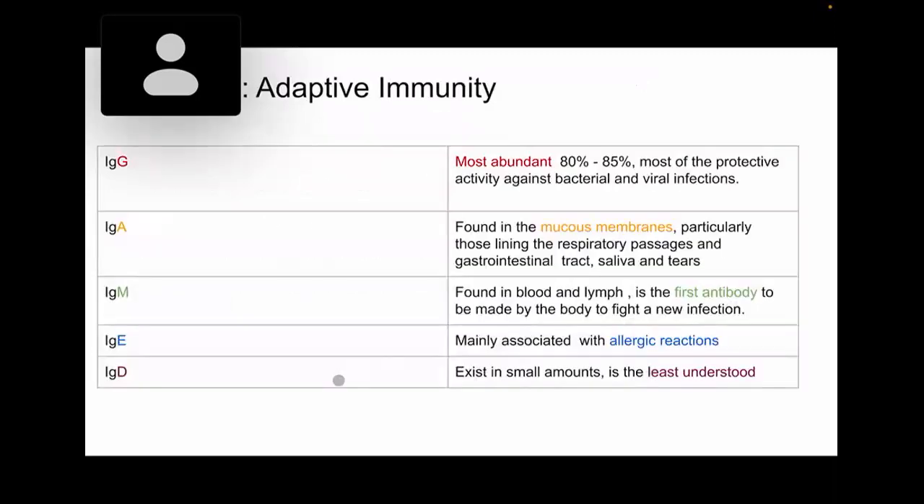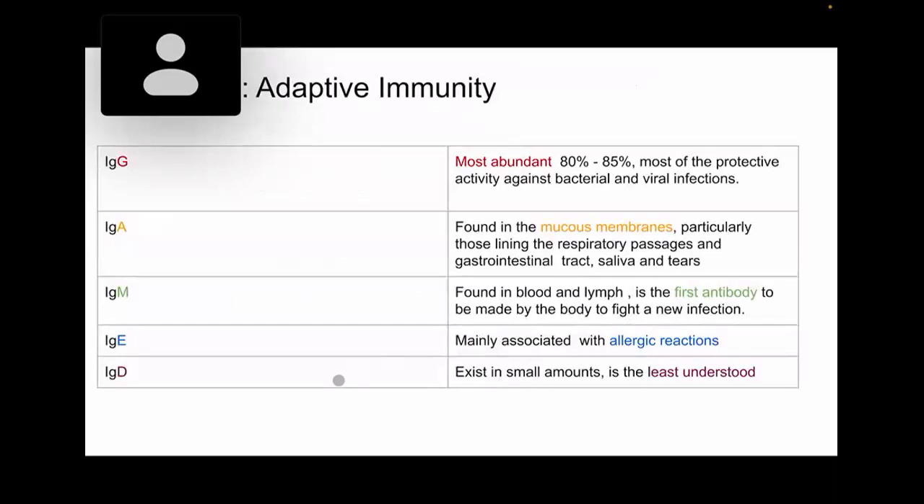Now we get to talk about our adaptive immunity. I like to use the acronym GAME DAY, G-A-M-E-D, for Game Day. We talk about G, it's at the top of the list, meaning it is the most abundant. Our A, this is usually found in our mucosal membranes.